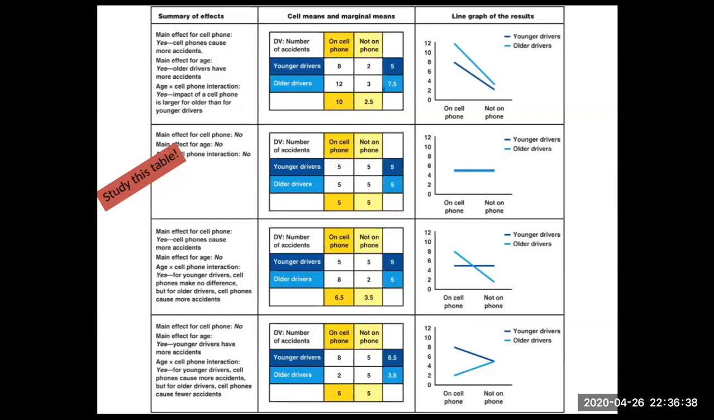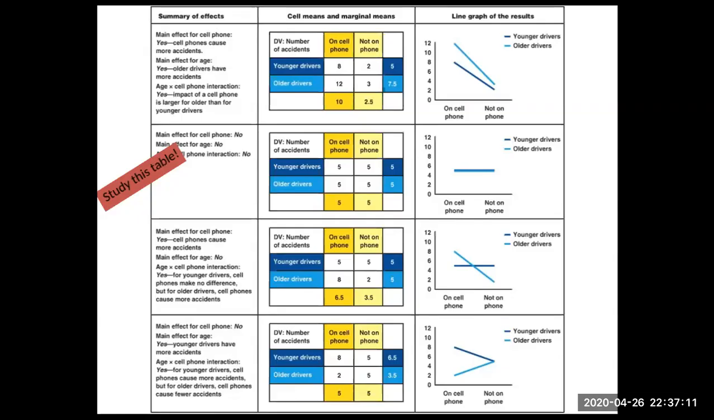Looking at on cell phone, 8 and 12 for an average of 10, and not on cell phone, 2 and 3 for an average of 2.5, we see a main effect for cell phone because 2.5 and 10 are significantly different from each other. Looking at whether or not there's an interaction, we have one line that slopes and the other line that slopes even steeper. So even though they're both going in the same direction, they are not parallel. And so we do have an interaction.